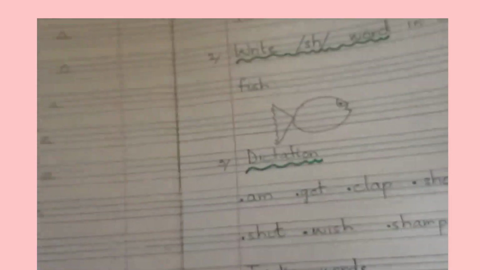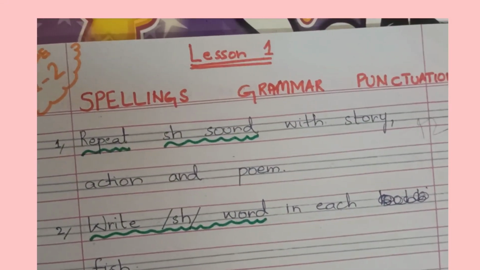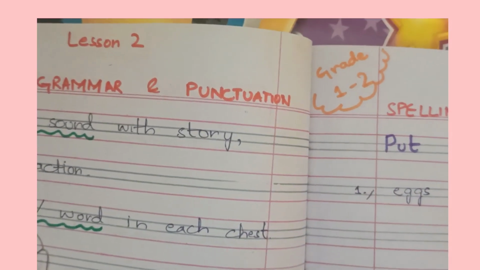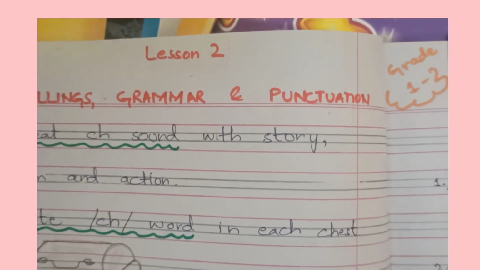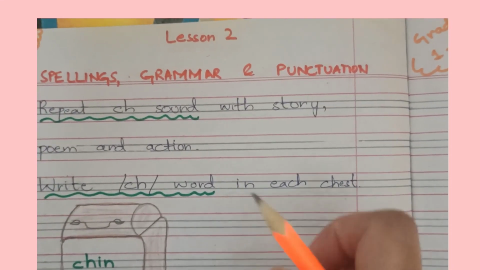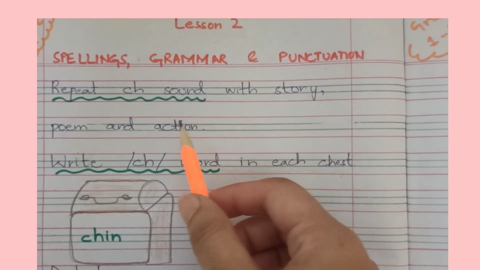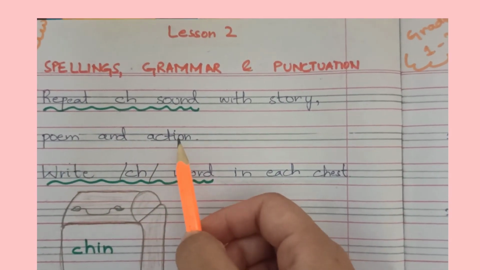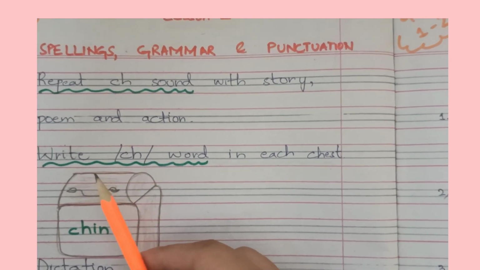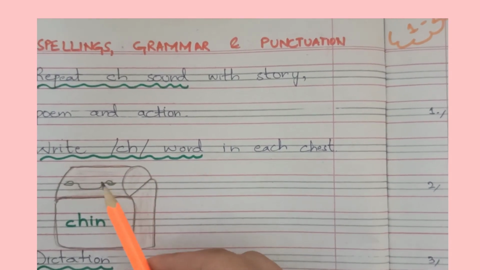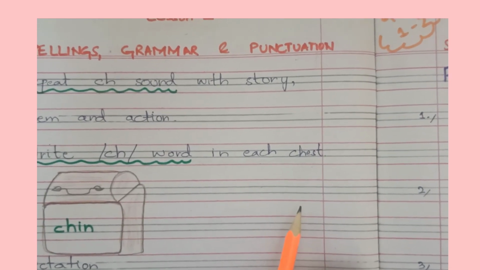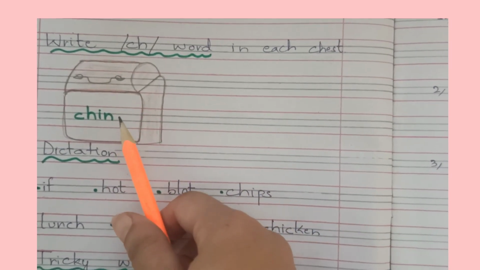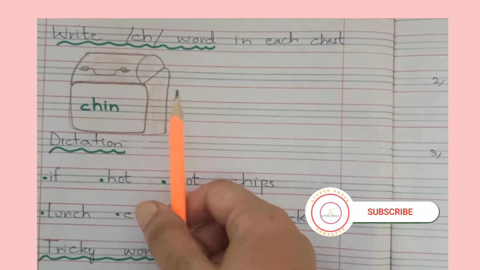Now, lesson 2. You can prepare those lessons in a simple notebook as I have prepared for you. So lesson 2 is to repeat the ch sound with story, action and poem. Ask your child or student to write a ch word in each chest. You can make at least 4 to 6 chests. For example, I wrote chin in one of the chests.